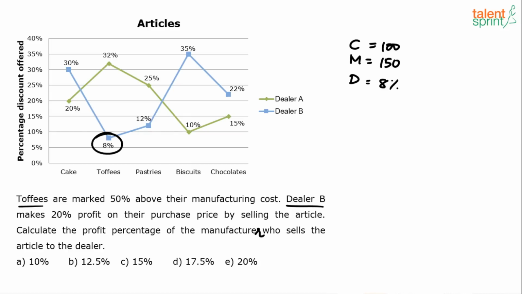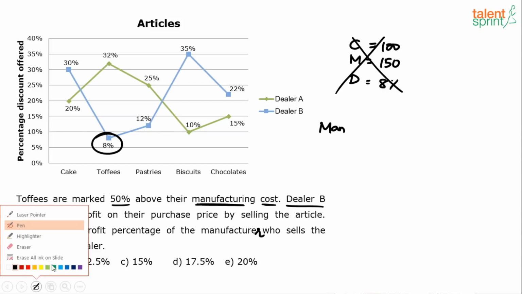Okay, hold. There is a twist in the question. All of you have to pay attention. I think these are wrong numbers. Why? Toffees are marked 50% above their manufacturing cost. It's not their cost price. It's manufacturing cost. Cost price is different. Remember, you understand? The manufacturer.